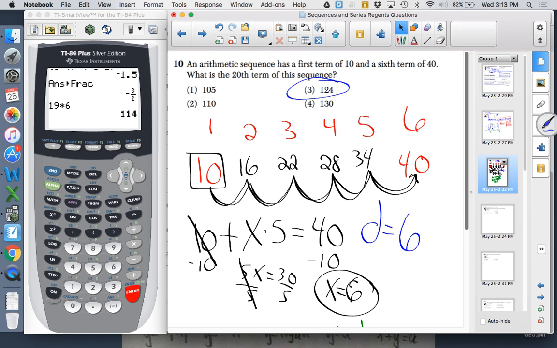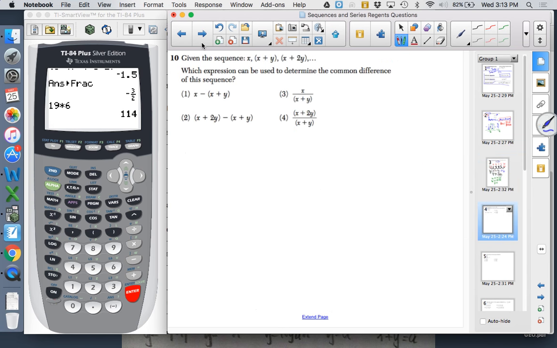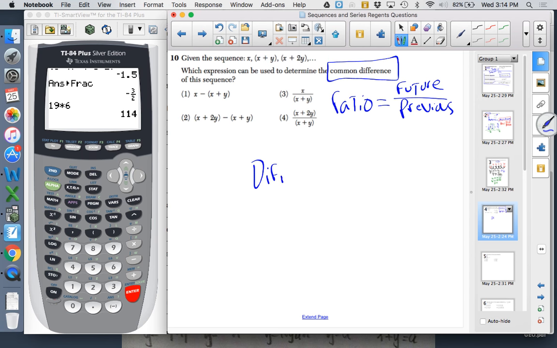Again, use your reference sheet, use your resources to help you. Given the sequence x, x plus y, x plus 2y, which expression can be used to determine the common difference? We showed common ratio before. Here's common difference. Common ratio, just as a reminder, was the future divided by the previous. So common difference, what operation do we think when we hear difference? That'll be the future minus the previous.